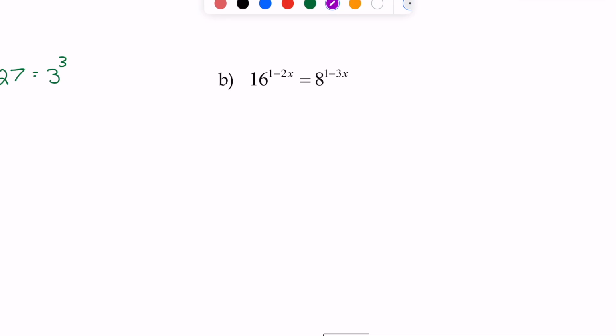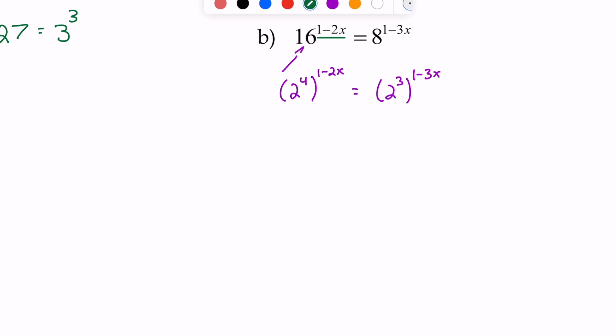So rewrite these bases. So 16, all right, pause for a second. How can we rewrite 16 and 8 to be the same? Well, go back to the lowest factor, okay? Always try and think of what is my lowest base of 16 and 8? Well, 2. So 16 can be rewritten as 2 to the 4, and it's still being put to the exponent 1 minus 2x. And then on the right-hand side, 8 can be rewritten as 2 to the 3, and that's being put to the exponent 1 minus 3x still.